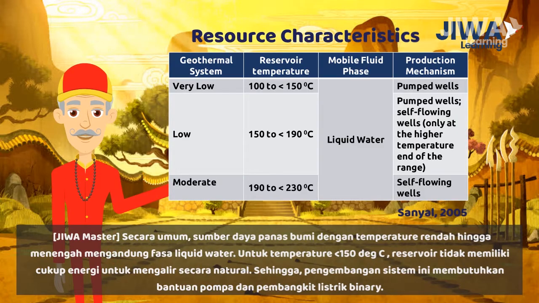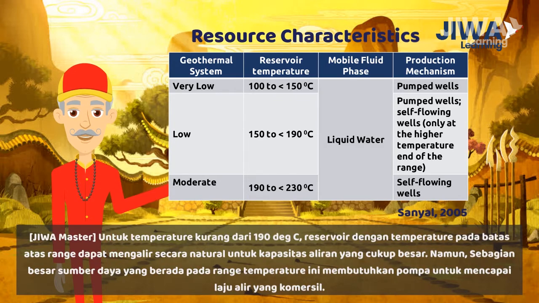Generally, the resources with low to intermediate temperature contain liquid water. For temperatures less than 150 degrees Celsius, the reservoir has inadequate energy to be self-flowing. Therefore, it requires a downhole pump and a binary power plant to be developed.